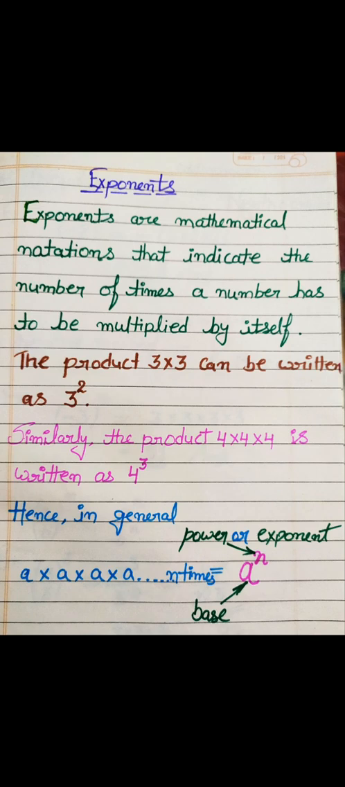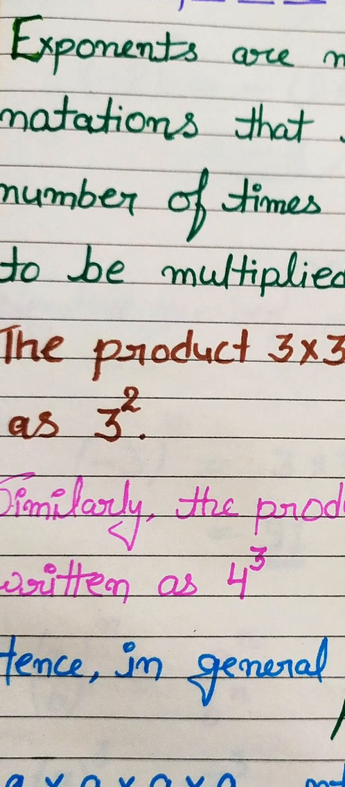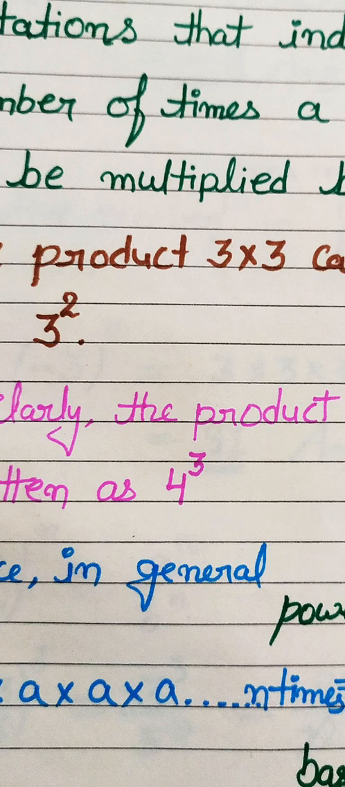In a to the power n, this a is called the base and this n is the power or exponent, or you may say index. As you are seeing in the first one, in 3 to the power 2, the base is 3 and the power, or you may say exponent or index, is 2. And in the second one, 4 to the power 3, the power is 3 and the base is 4.